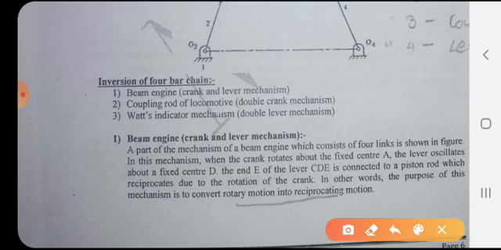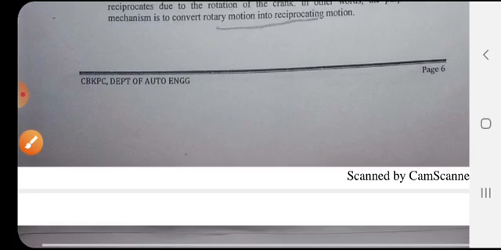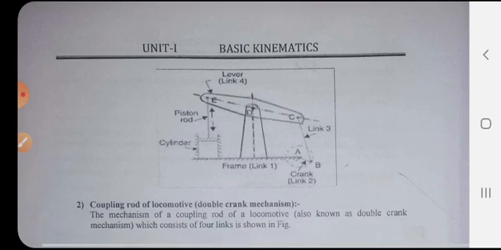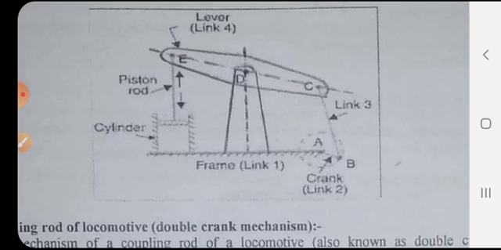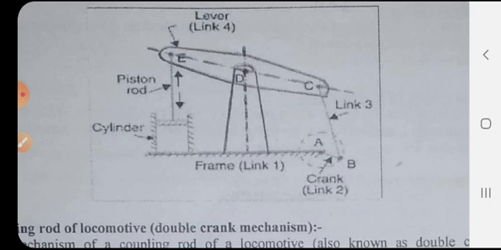So let us start to discuss what a beam engine is. You can observe the diagram. This is the 4 bar beam engine. It may also be called a crank and lever mechanism. The beam consists of 4 links as shown in the figure.